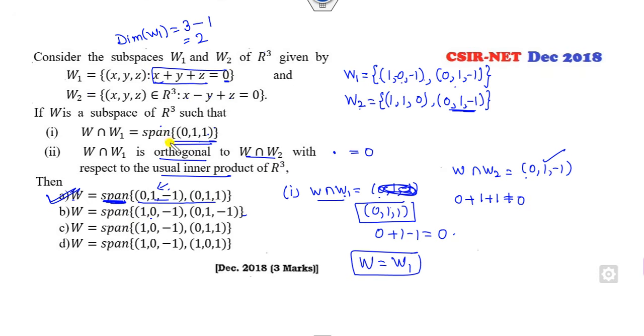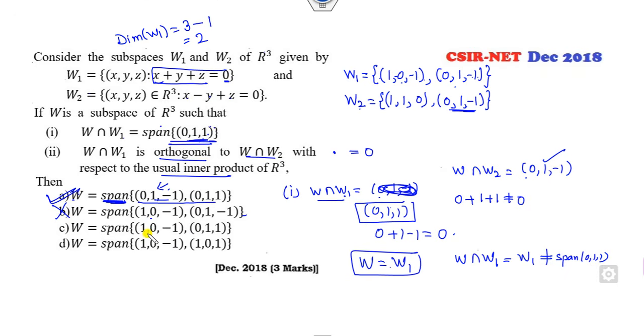Fine. Now, what is the meaning of this intersection W1, which is nothing but my W1? But W1 is not the span of 0, 1, 0. Why? Because if I take the span of this, it is a minus of something, but we need a plus, which is not the span of 0, 1, 1. So this option is cancelled.